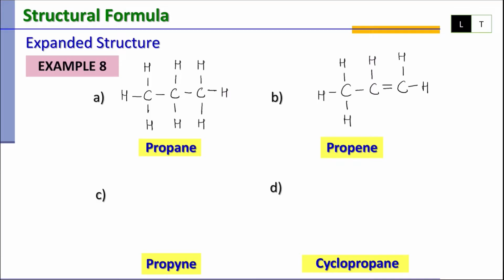So propine, the molecular formula is C3H4. So I'm going to put C3, 3 carbon atoms, and then this propine has 1 triple bond. So pick any bond yang awak nak letak. Saya akan pick here, saya letak triple bond. So 3 bond sudah digunakan. So carbon daripada kanan ada 1 sahaja extra untuk cukup 4 covalent bond.